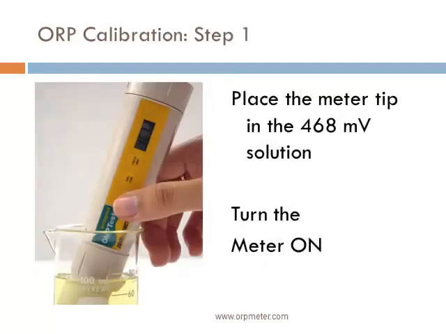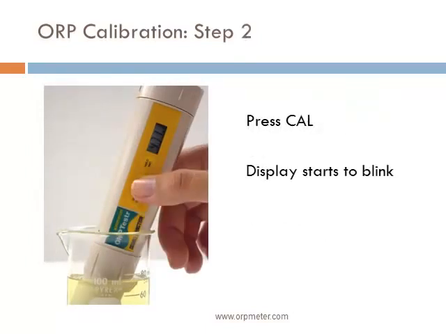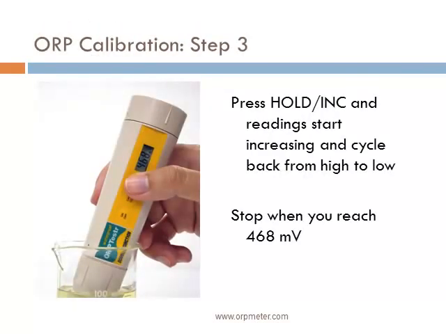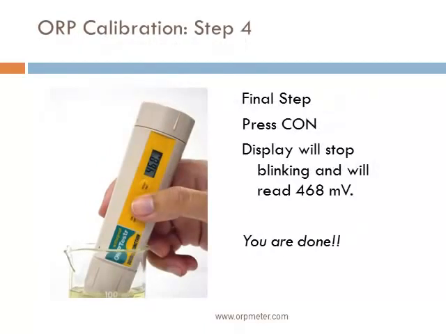Place the meter tip in a known ORP solution. In this case, it is 468 millivolts, and turn the meter on. Press Cal and the display starts to blink. Press the hold button and the readings start to increase. Stop when you reach 468 millivolts. Final step: press the CON button for confirmation and the display will stop blinking and will read 468 millivolts. Calibration is now completed.